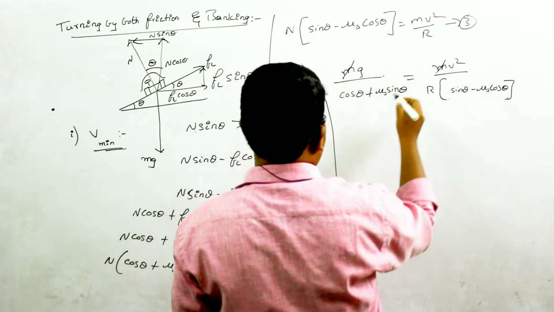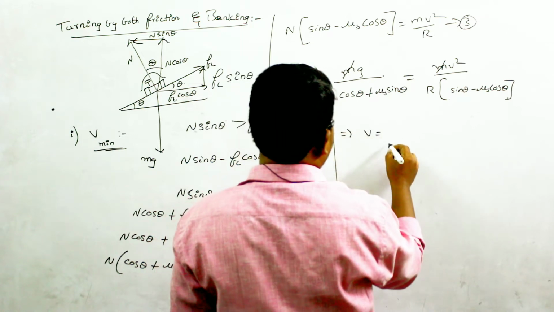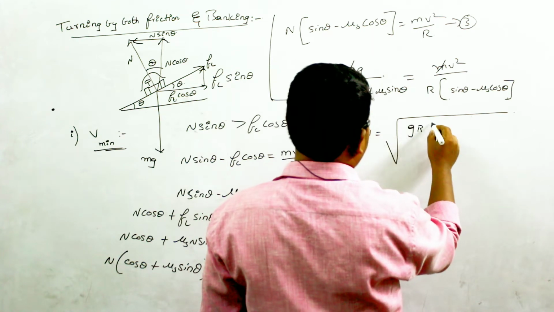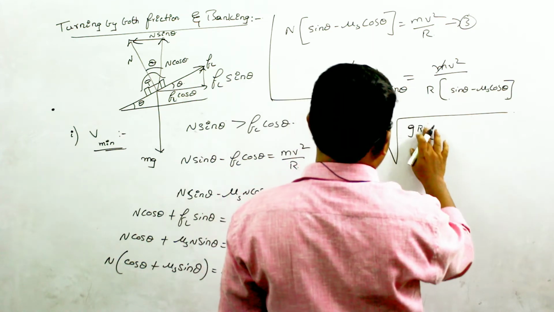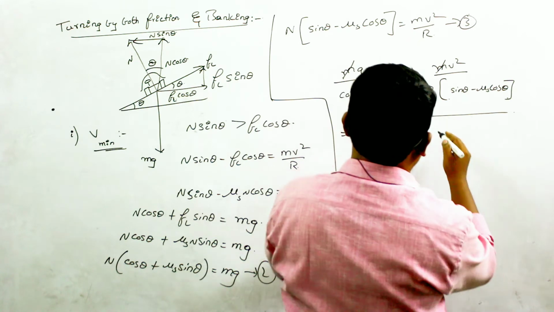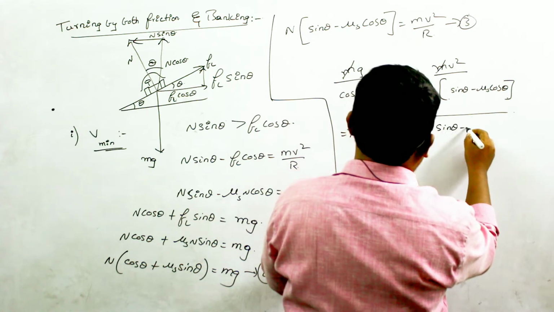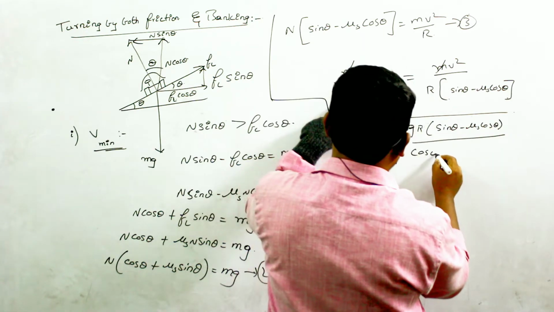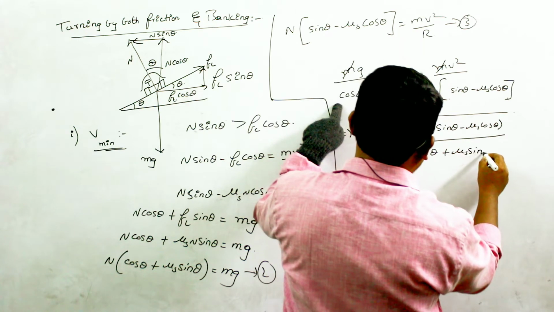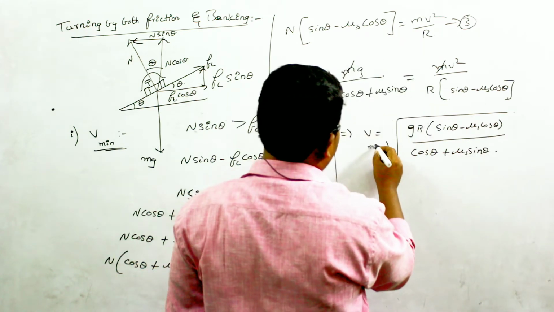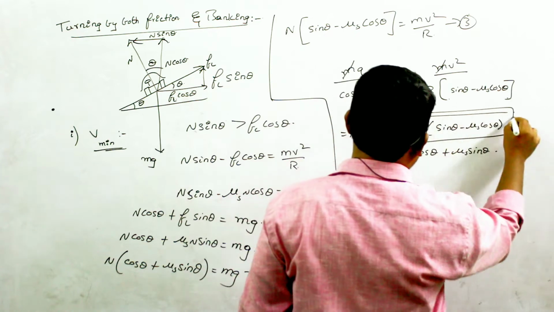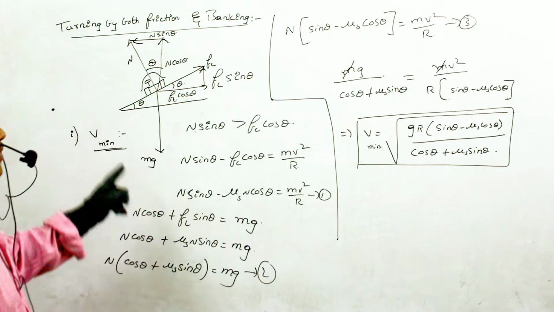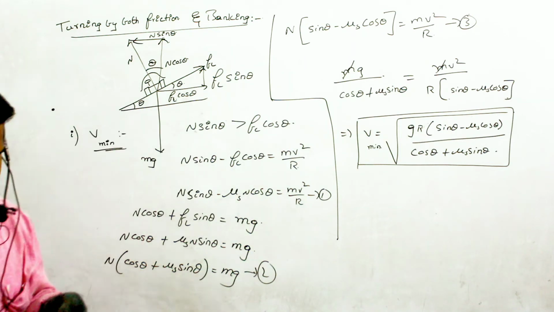So cancelling m and m, now I can write v is equal to square root of g into r, which becomes gr, into sin theta minus mu s cos theta divided by cos theta plus mu s sin theta. So this is the minimum velocity I can move on this circular path with the help of both the friction as well as banking angle. So this is the equation which we got.